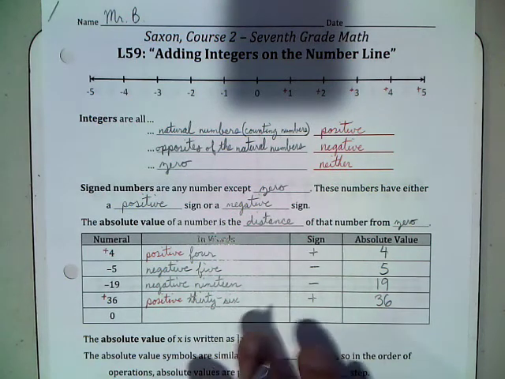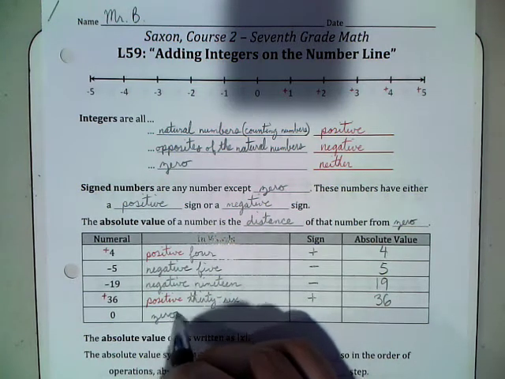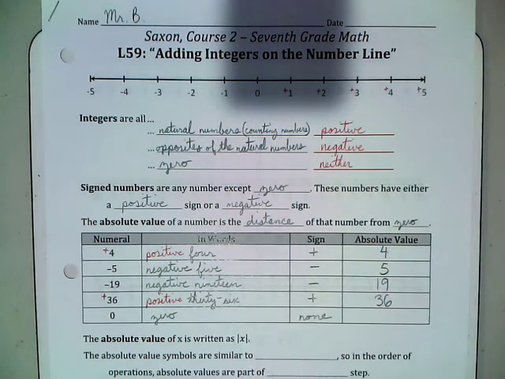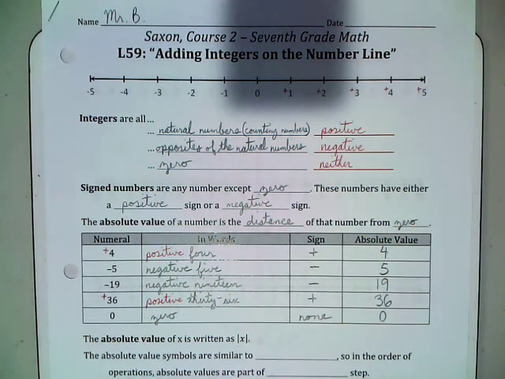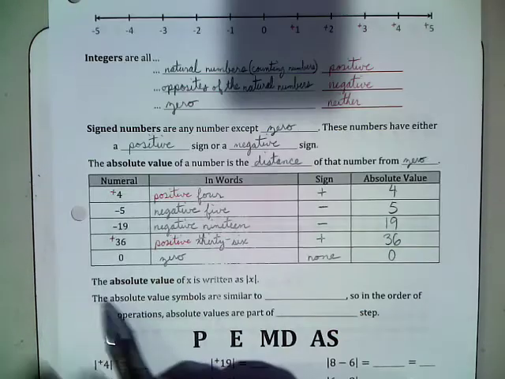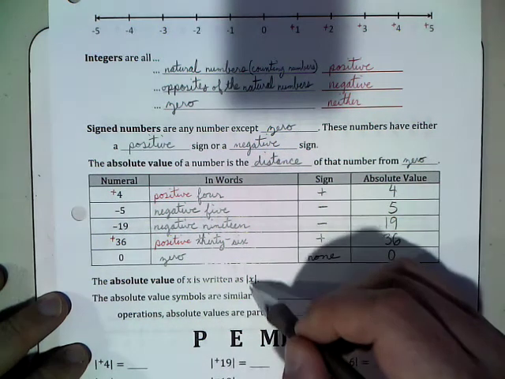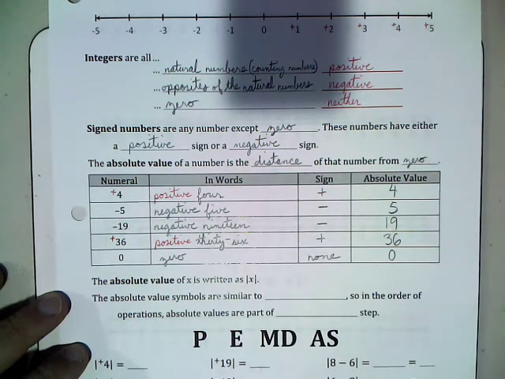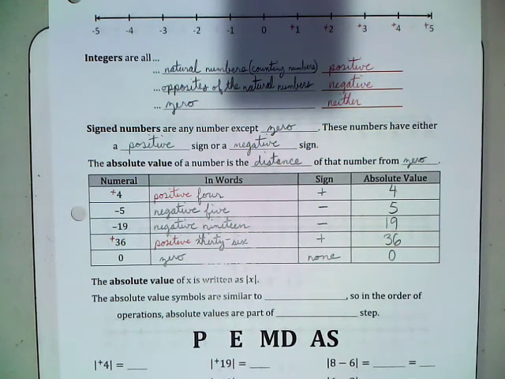And then our last one here, we have 0, which is neither positive nor negative, so sign none. How far away is 0 from 0? 0. So absolute value of x is written as this guy right here. So what we do is we take these vertical lines, two vertical lines, and put them on either side of the x. And typically you want these long enough that they're not going to look like ones. So you want to exaggerate them just a little bit so that it's not looking like ones.